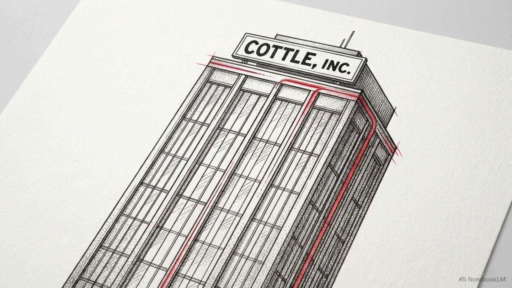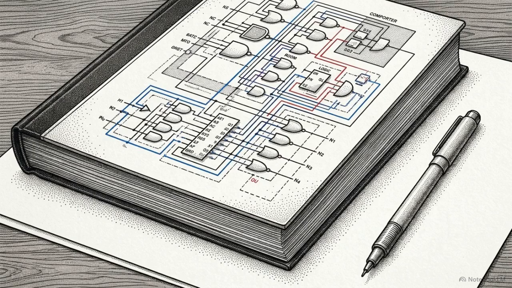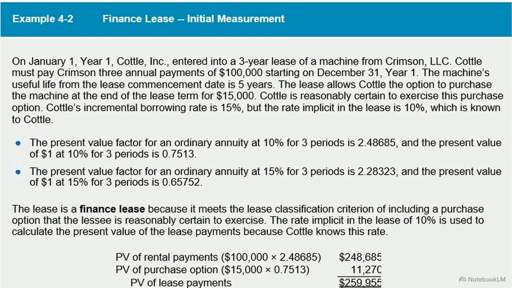We can observe how this classification translates into balance sheet values by analyzing a specific contract from a hypothetical company, Cottle Inc. Look at example 4-2. Cottle enters a 3-year lease with annual payments of $100,000. Crucially, the contract includes a $15,000 purchase option that Cottle is reasonably certain to exercise. This satisfies the second classification criterion.